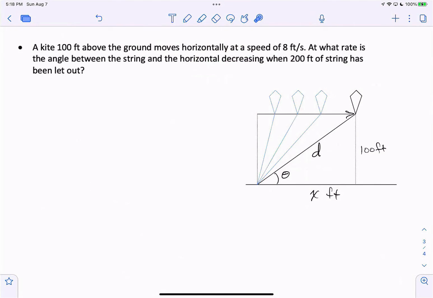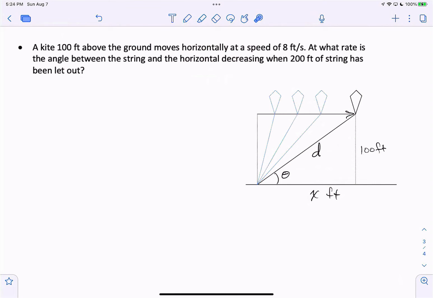So I've got a string anchored to the ground, and a kite is 100 feet above the ground, and it is moving horizontally. Amazingly, it's not going up or down. It's just moving horizontally. It's a fascinating kite. And there's a point at which 200 feet of string has been let out. That's going to be the hypotenuse of a triangle. And as the kite is moving, this side of the triangle that I've labeled x feet is increasing.